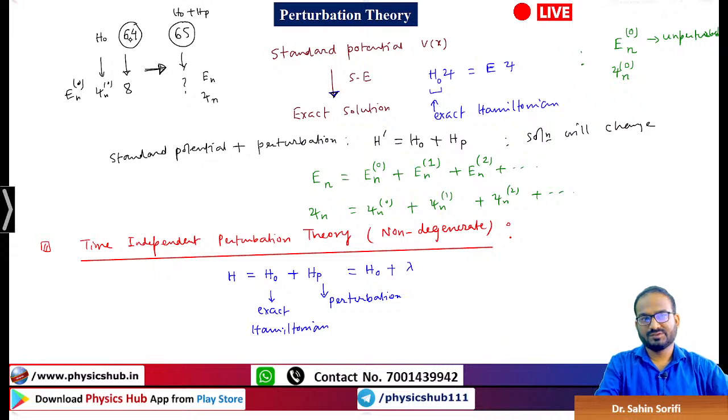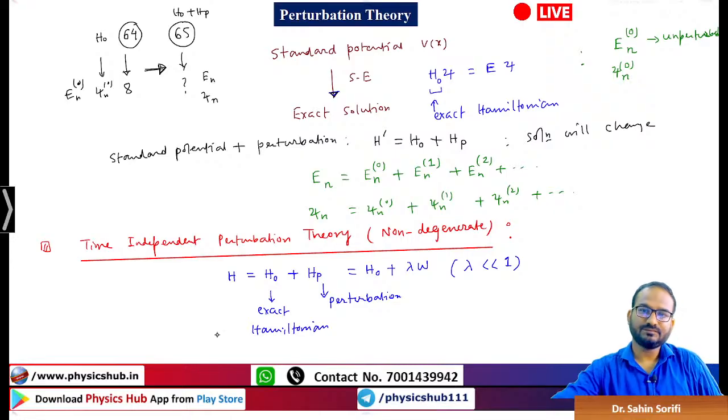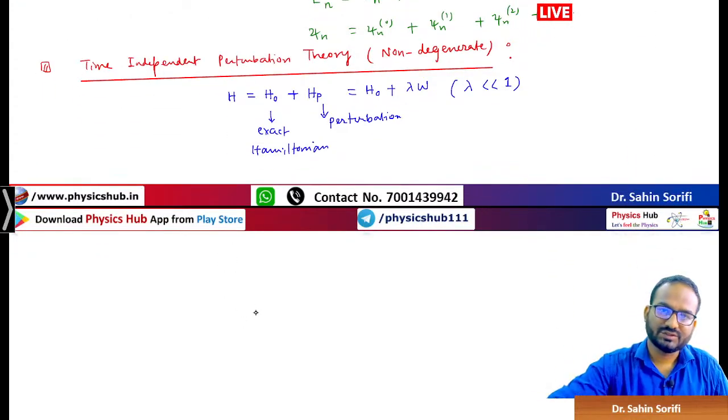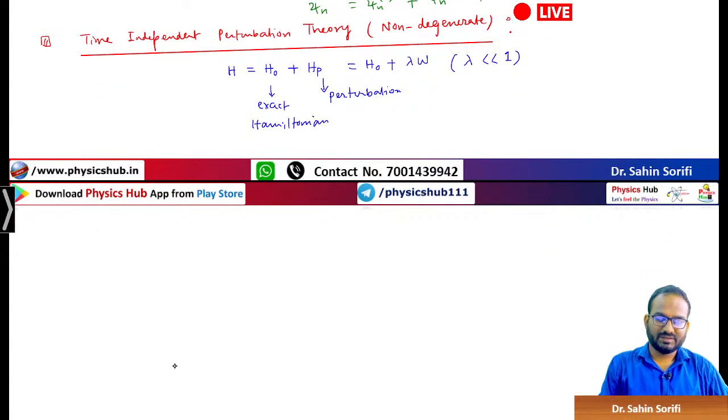The way I have shown you in equations 64 and 65, you can imagine it in this way. Lambda much less than 1. So this contribution is very much negligible. So you know the exact solution for the exact Hamiltonian H naught.